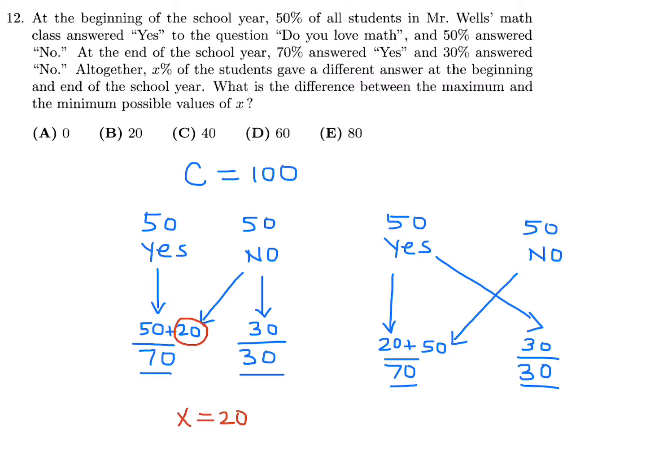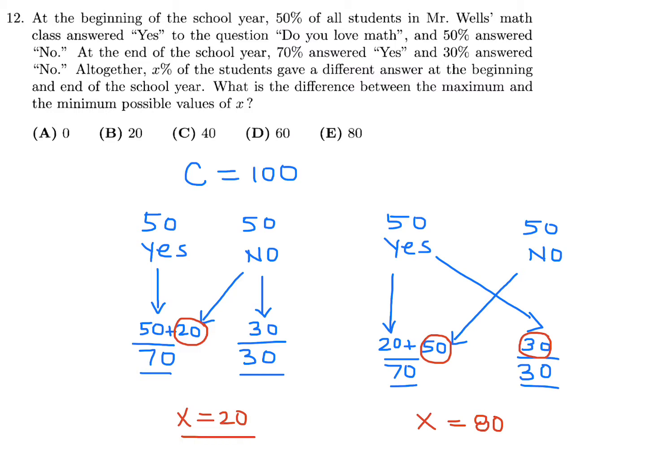And that's how we end up with 70 and 30. Now we have to talk about how many changed their answer. Well, this 50 represents the people who changed. They initially had said no, but now they're saying yes. And then this 30 also represents people who changed their answer. Initially they had said yes, but now they're saying no. So the total number of people who changed their answer in this scenario is 80.